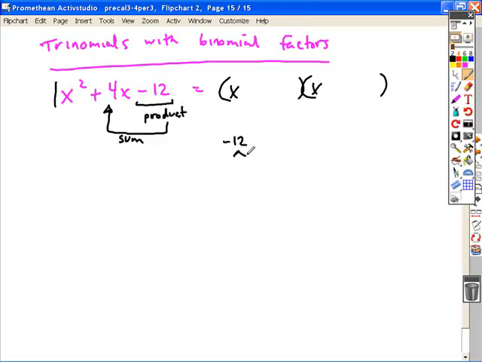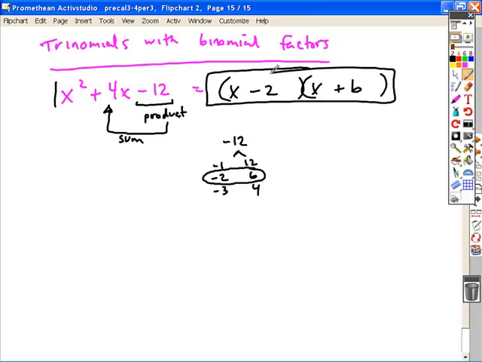Okay. So again, mentally you're looking at, you know the sum is going to be positive, so you know that your larger number has to be a positive. So you're looking at negative 1 and 12, negative 2 and 6, negative 3 and 4. You don't even have to look at the other combinations because then the numbers begin being larger on the negative side. So out of these, the sum of positive 4 is equal to this set, and so those become your two terms. And so the factored form for that expression is as follows.